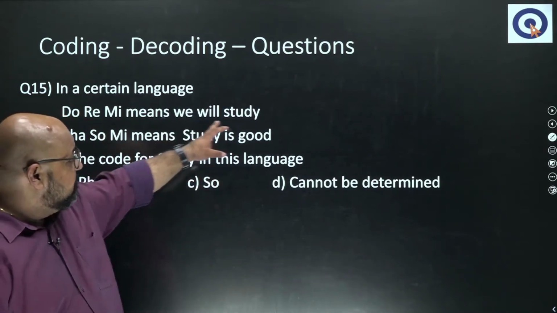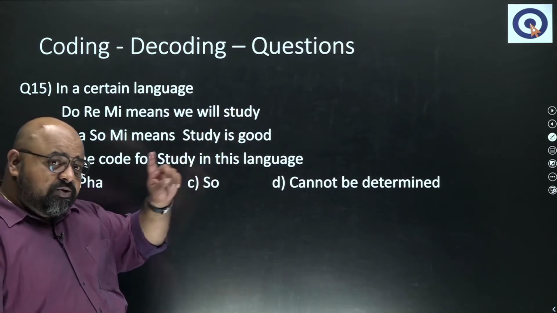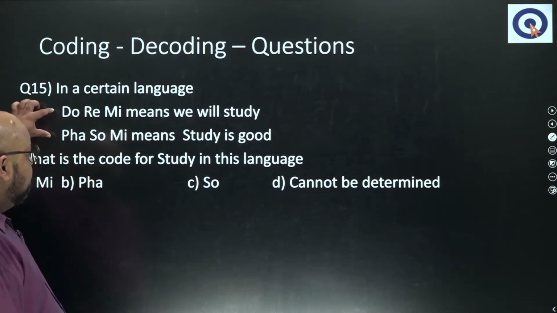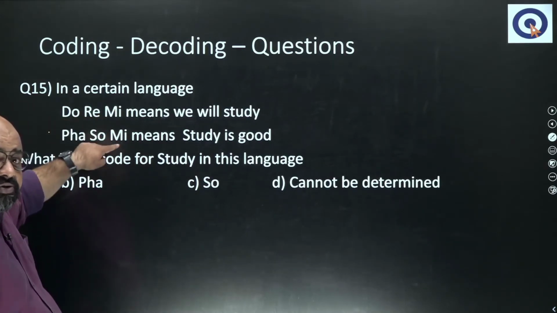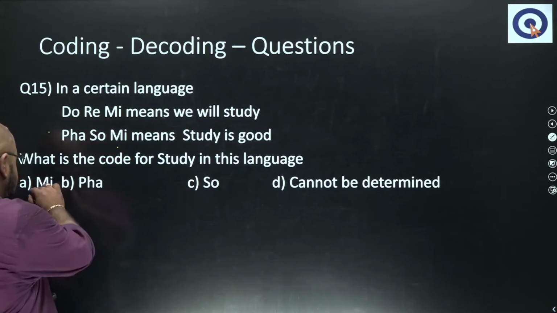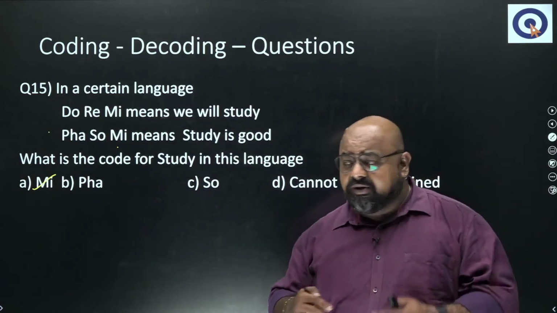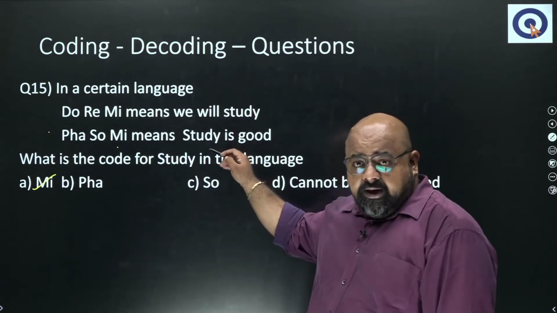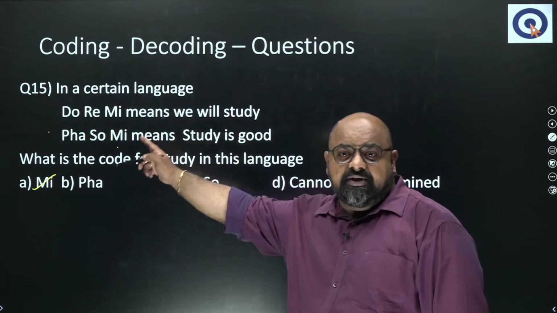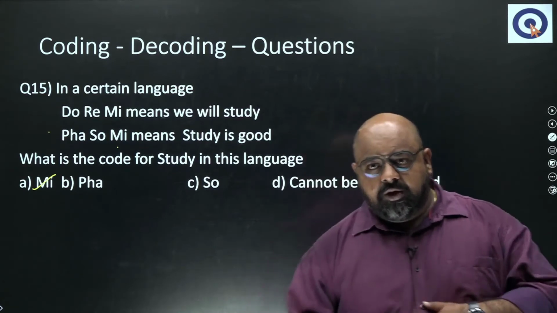For example, what is the common word in these two statements? Both of them have study. So there has to be a code which is common to both the codes as well. Here, what is the common word? Mi is common. And therefore, what is the code for study? Mi becomes the answer. If there were two words that were common, I would look at the word that is not common and then look at the code that is not common and find out the code. Word to word coding. All right.